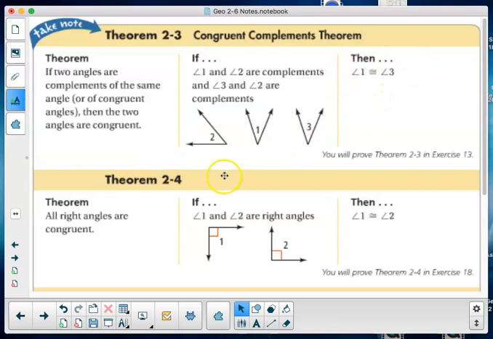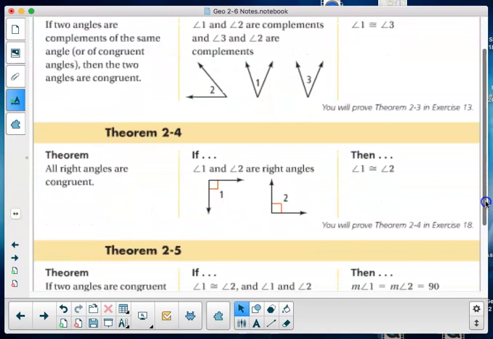Now there's an extension to this. Theorem 2.4: all right angles are congruent. Well, we were talking about complements, and now we're talking about right angles. So we're looking at this idea of 90 degrees. If I know one angle is a right angle and another angle is a right angle, they're both 90 degrees, so they've got to be the same measure and therefore congruent. So all right angles are congruent, and we come back and use this an awful lot throughout the year.